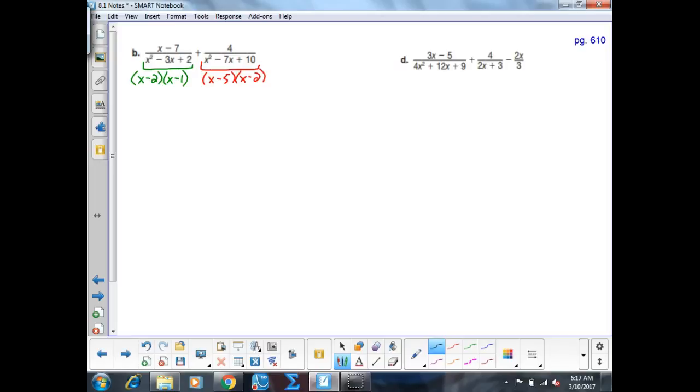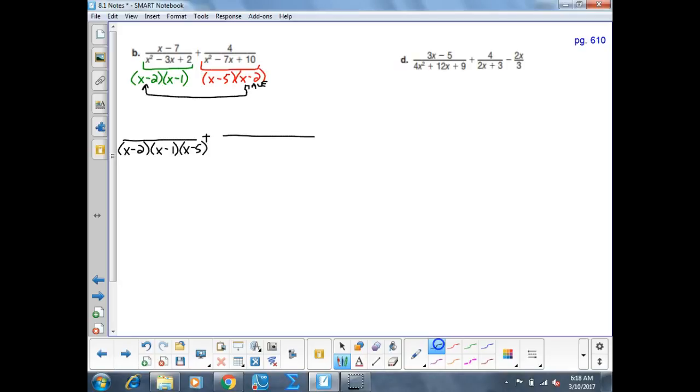So my common denominator is x minus 2, x minus 1, x minus 5. I already have the x minus 2 from right there. Okay? So that is my common denominator here.